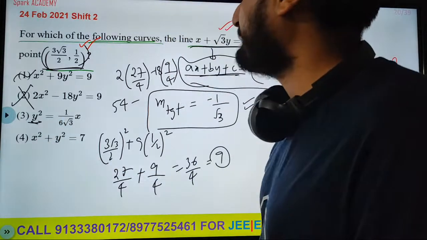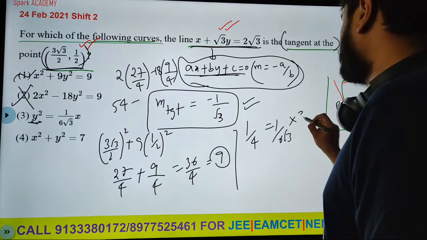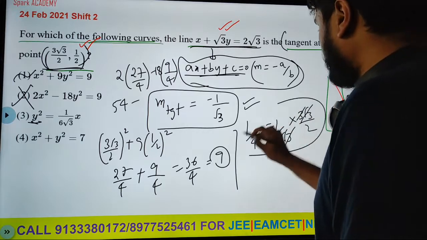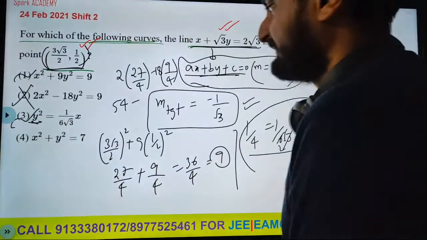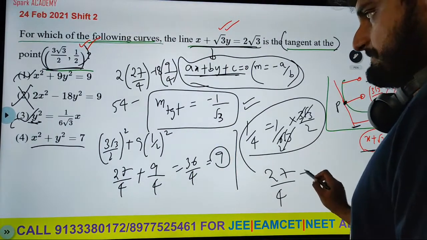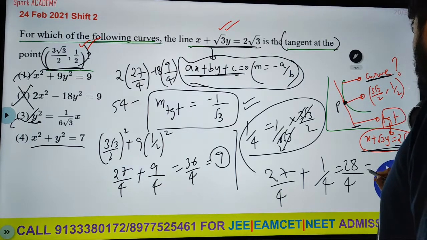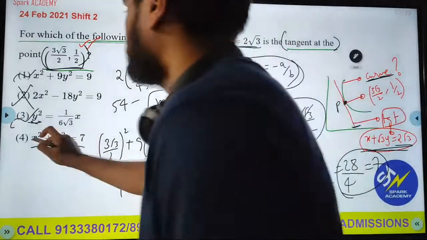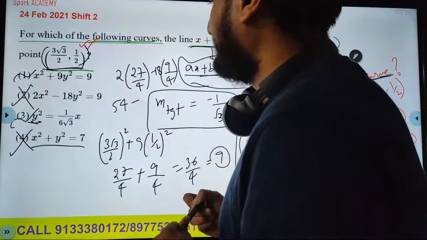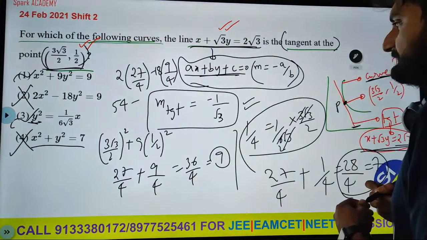Third option, y square. y square is 1 by 4. Is that equal to 1 by (6 root 3) times 3 root 3 by 2? Root 3 cancels, 3 goes 2 times, 1 by 4 equals 1 by 4. Maybe. And what about the last option? This is 27 by 4 plus 1 by 4, 28 by 4, which is equal to 7. So this is also not possible.